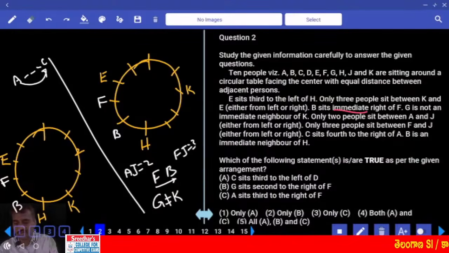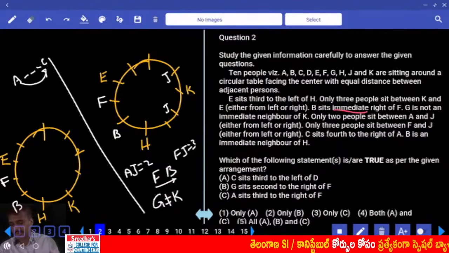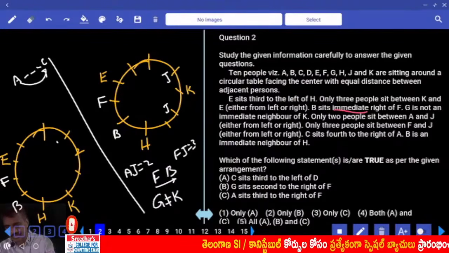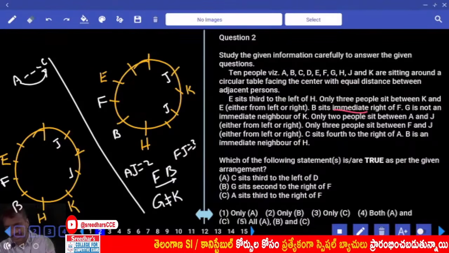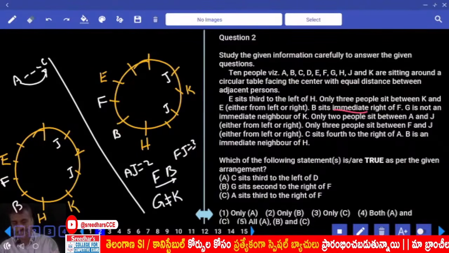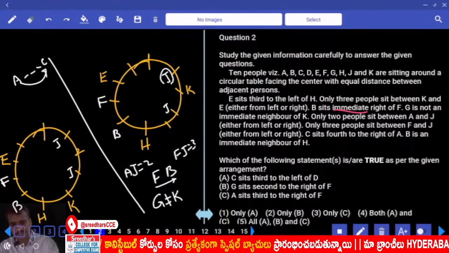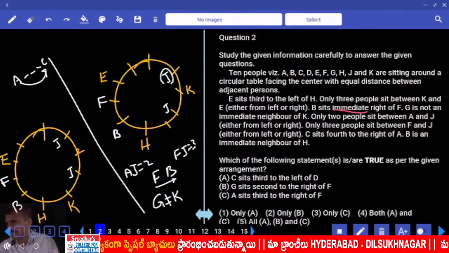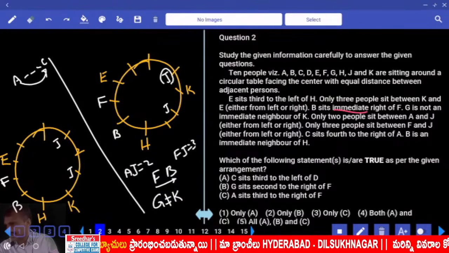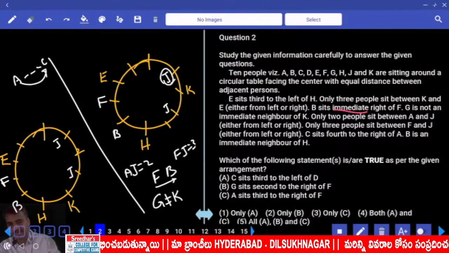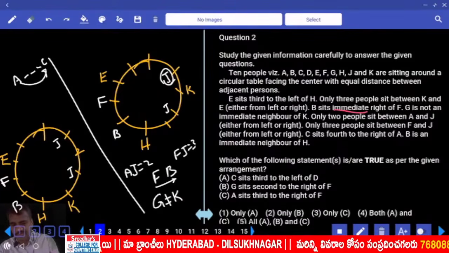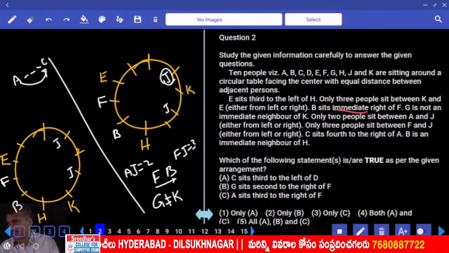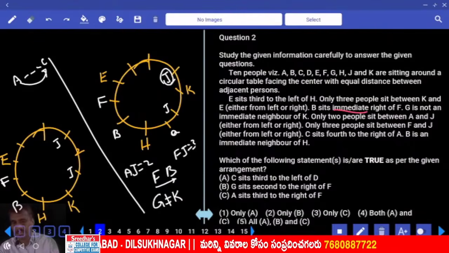Then F and J, how many people? 3 people. Now 3 people between F and J, 1, 2, 3, J can be either here or here, 2 possible. Now here again, F and J, now J can be here or J can be here, there are 2 possible. And if J is here, then 2 people between A and J, is it possible? As J is here, if J is here, 2 people between A and J, possible or not possible? A can be here, right? Clear?